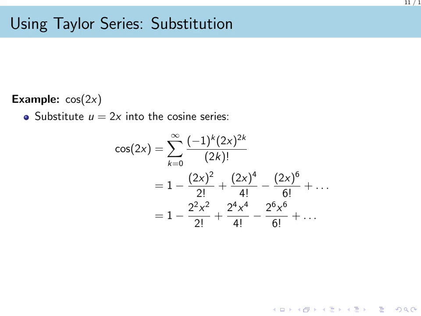Notice that the powers apply to the entire term 2x, not just the x. After distributing the exponents, the term with x squared gets a factor of 2 squared, or 4, and the term with x to the 4th gets a factor of 2 to the 4th, or 16. This substitution method is a powerful and efficient tool for expanding our library of known series.